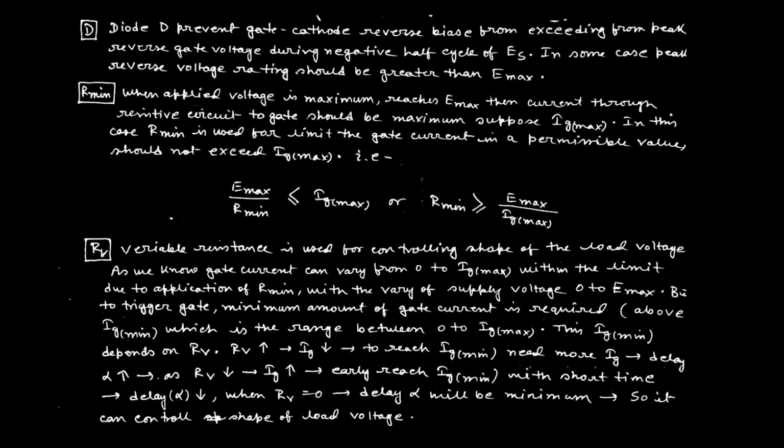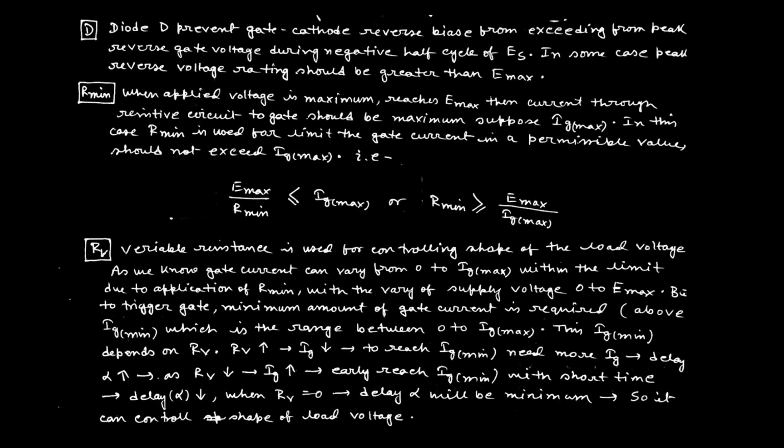Now, Rmin, what is it? When the applied voltage reaches its maximum value, suppose Emax, at 90 degrees, the current through the resistance circuit to the gate should be maximum. Suppose it reaches up to Ig max. In this case, Rmin is used to limit this gate current to a permissible value, and it should not exceed Ig max. If under any circumstances the gate current is more than its rated value, then the junction J3 can be permanently damaged.